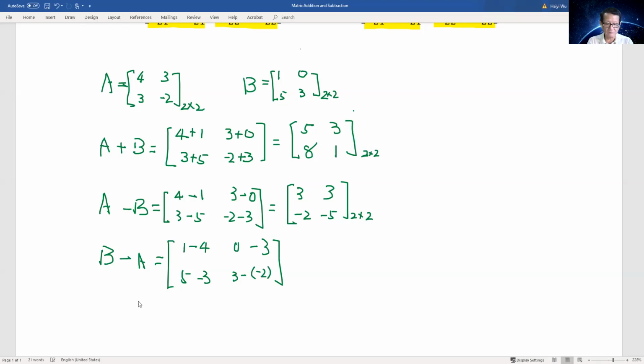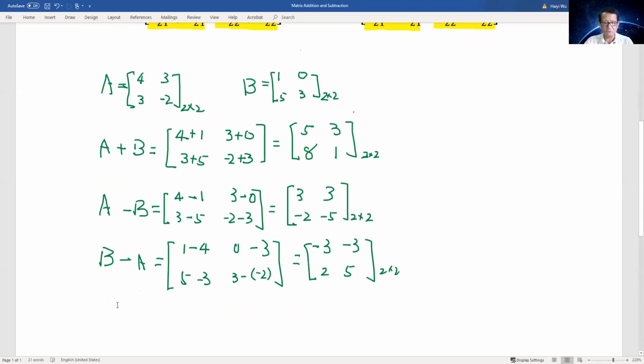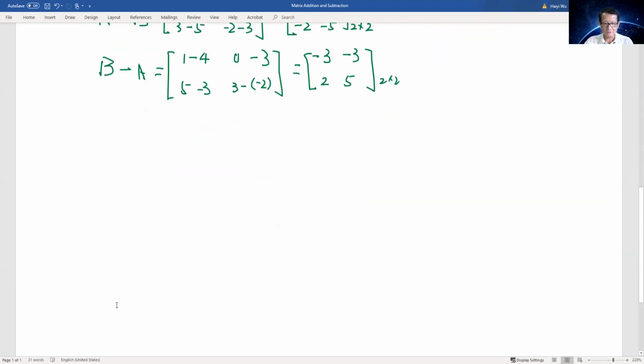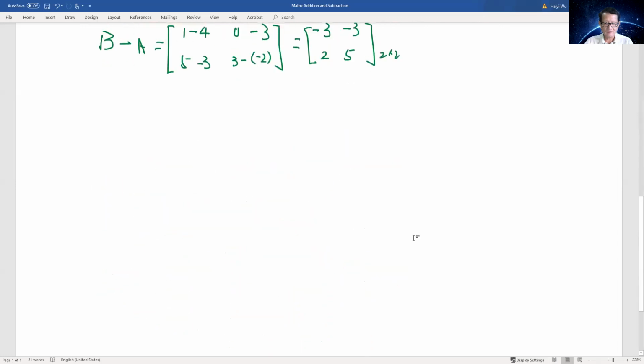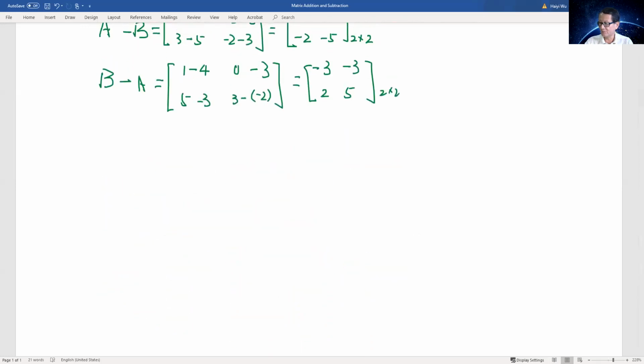So if we turn it around, you can see the answer will be different, because A minus B does not equal B minus A. That will be -3, -3, 2, and 5. That's still 2 by 2, but you can see those two matrices are different. So that's example 1.